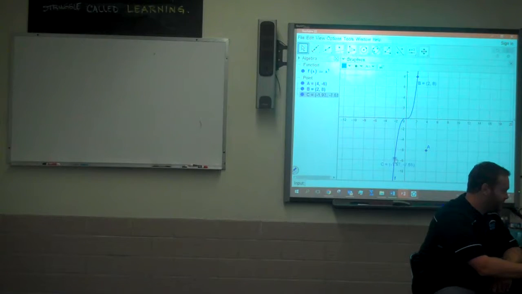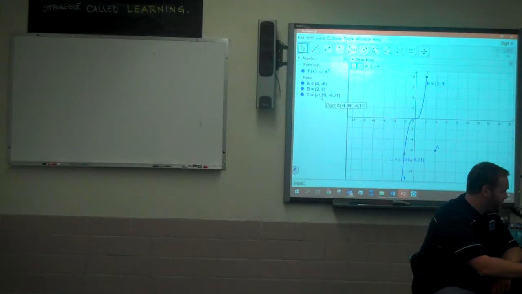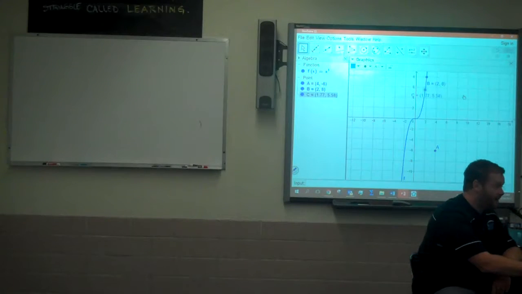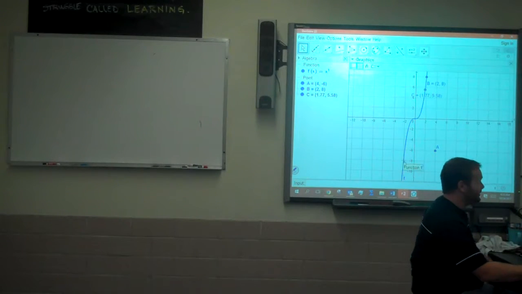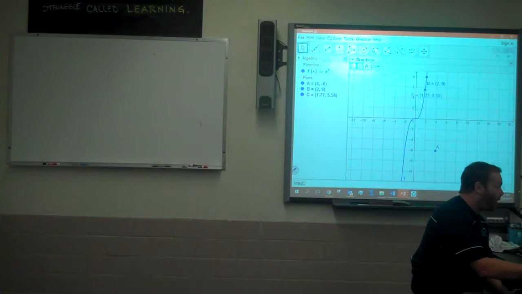As I move it left to right, notice over here, your x values. Are those x values left to right getting bigger and bigger? Yeah. Okay, so as my x values left to right are getting bigger and bigger, what is happening to your y values? Bigger and bigger. So what was the word that we used for that? The function is increasing. Okay? When your graph is always increasing, your function is 1 to 1.